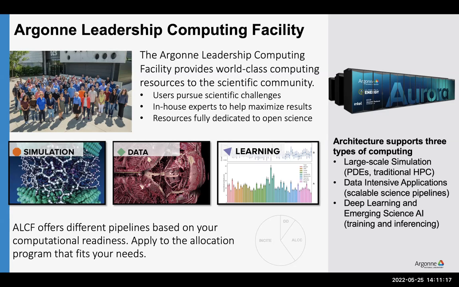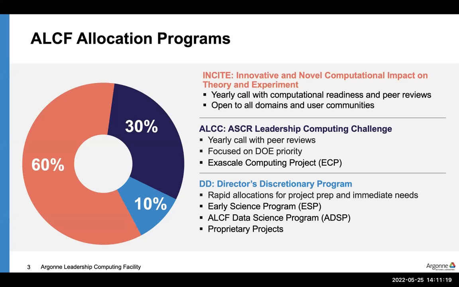programs. So the three primary categories are INCITE, which is our flagship program, ALCC, which is the ASCR Leadership Computing Challenge, ASCR is our sponsor in the Office of Science in the DOE, and the Director's Discretionary Program. And they have different but overlapping purposes. INCITE and ALCC are production allocation programs, and DD has a lot of different things that it'll serve, and I'll walk through a few of those.